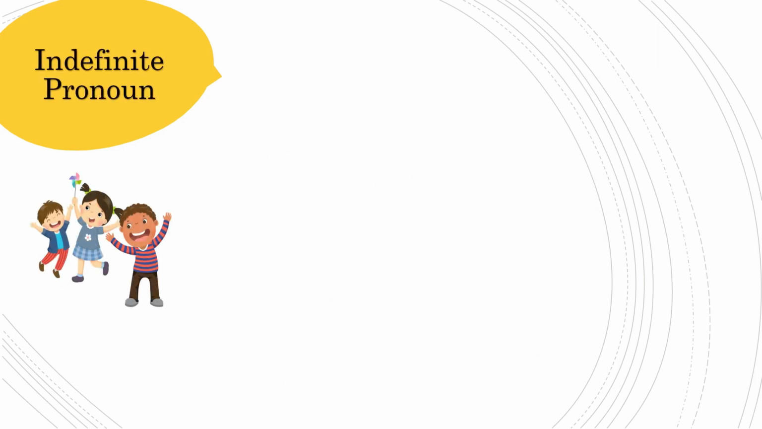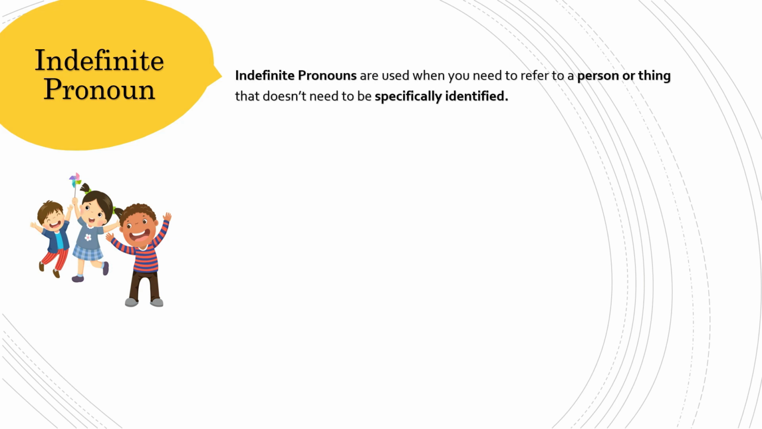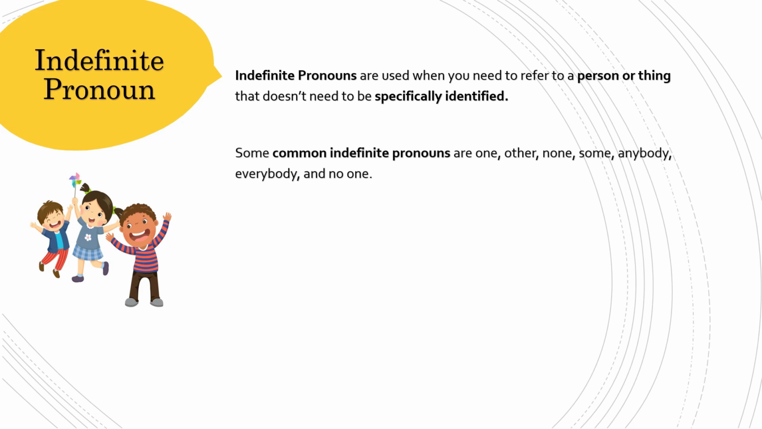Indefinite pronoun. Indefinite pronouns are used when you need to refer to a person or thing that doesn't need to be specifically identified. Some common indefinite pronouns are one, other, none, some, anybody, everybody, and no one.